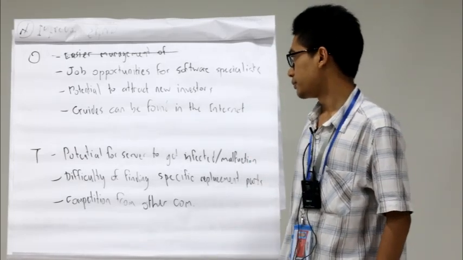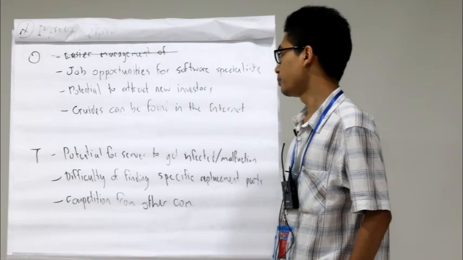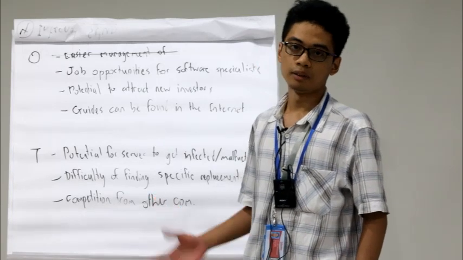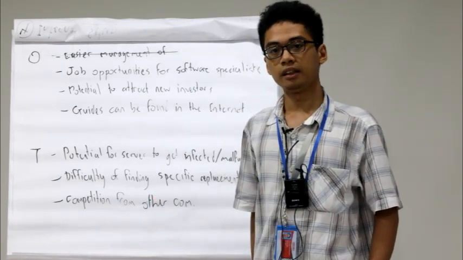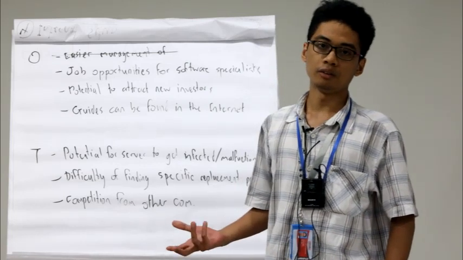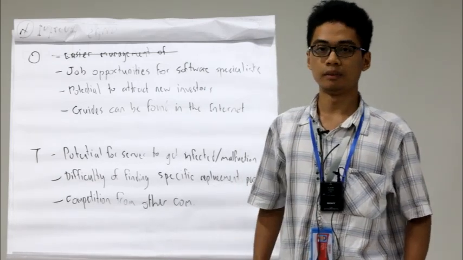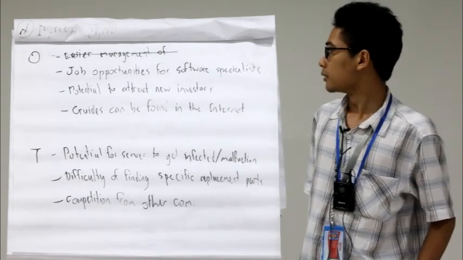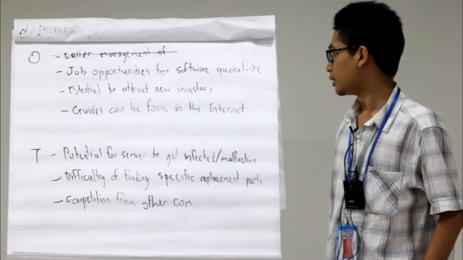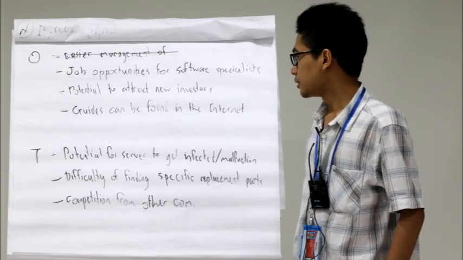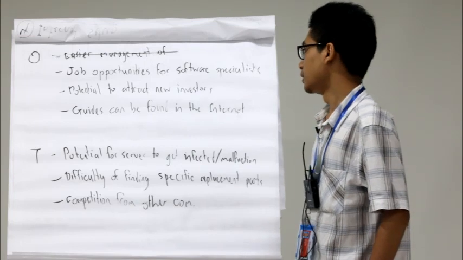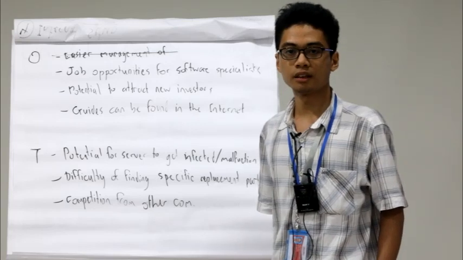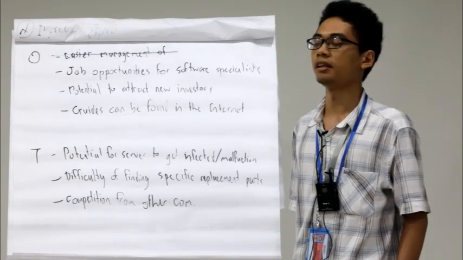online system maintenance. The third opportunity is that we have the potential to attract new investors. By promoting our internal online system maintenance, we can attract new investors and thus generate some investments to jumpstart our online system maintenance project. The fourth opportunity is that guides can be found on the internet, which ease the process of setting up our internal online system maintenance.